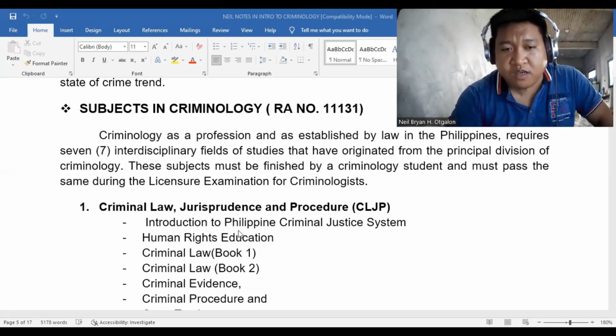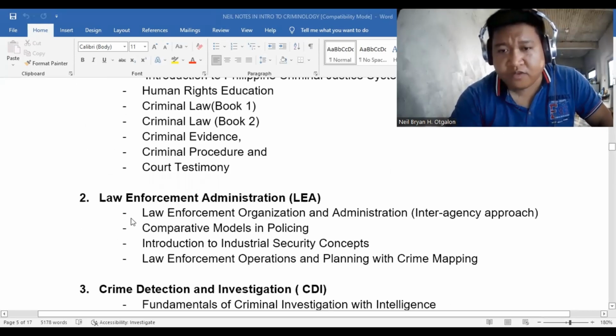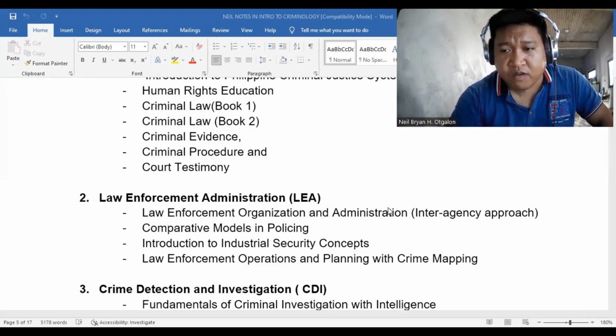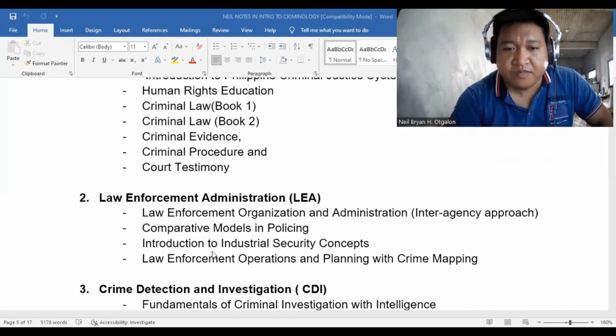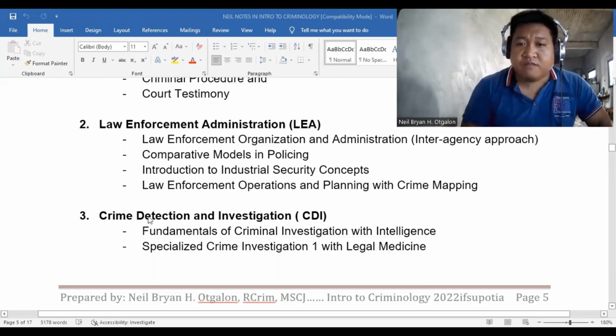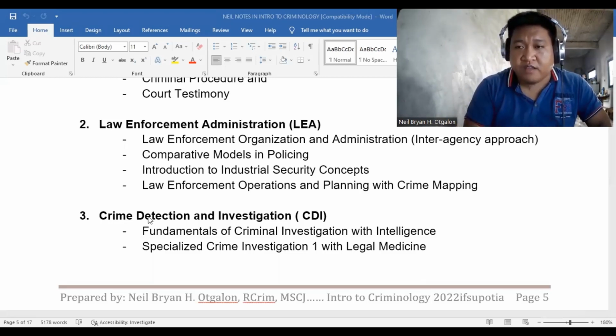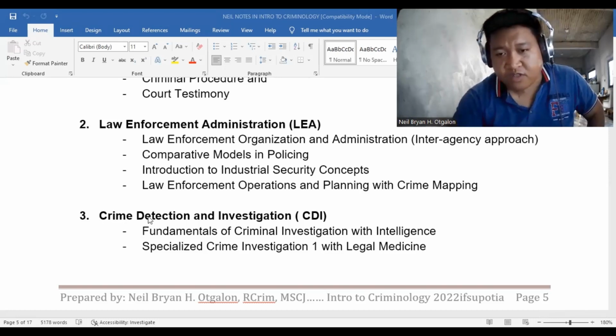Okay? Then another is introduction to criminal justice system. Dito nyo matututunan sa subject 1. Then subject 2, you have the law enforcement. It's all about law enforcement. You enforce the law, you implement the law. Through this subject, you will understand what is law enforcement organization, comparative models in policing, introduction to security concept, and law enforcement operations and mapping. Then you have CDI, all about investigation. When there is a crime, the criminal justice have to investigate, identify the criminal, locate and arrest, and provide evidence of guilt to the suspect. Yan ang trabaho ng crime detection and investigation.